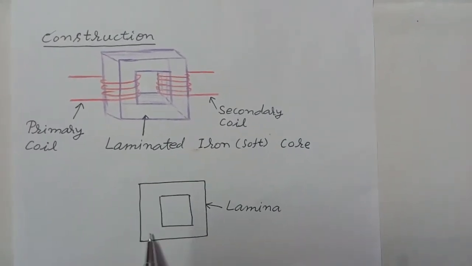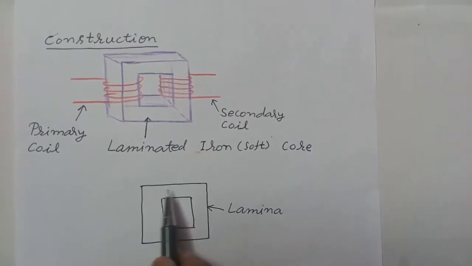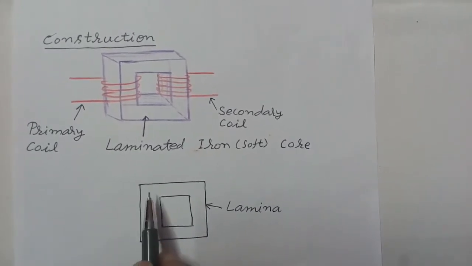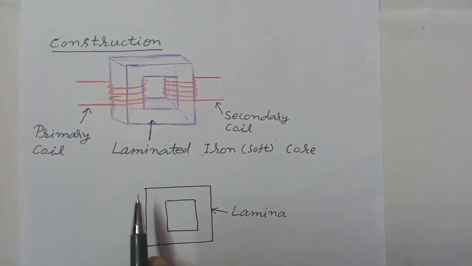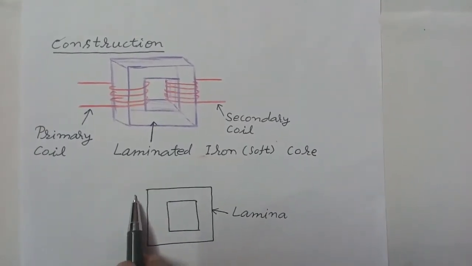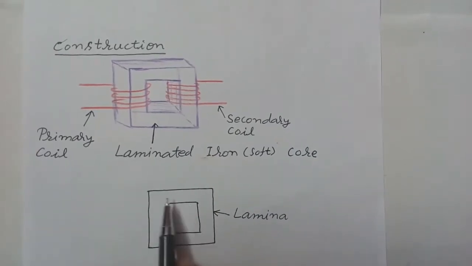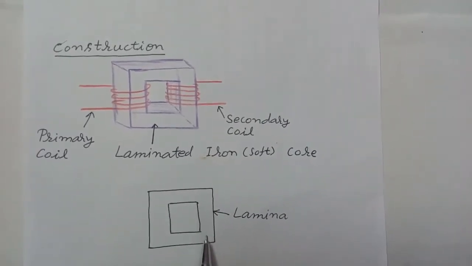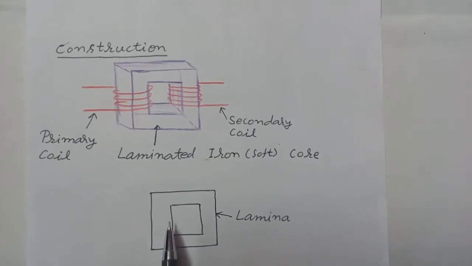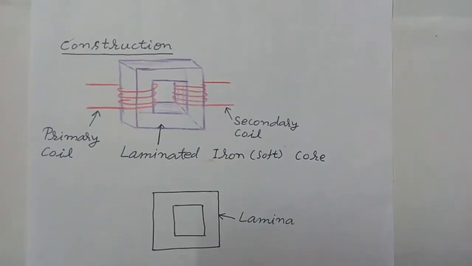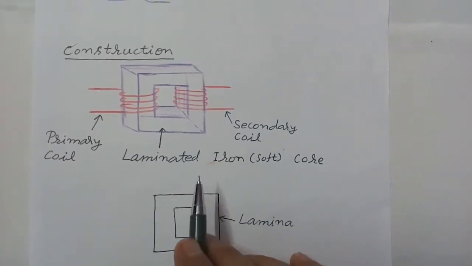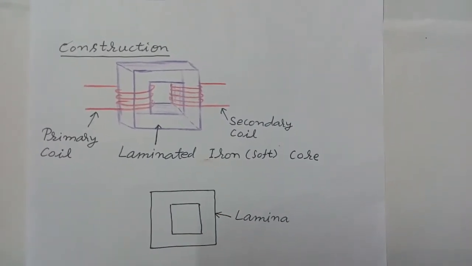On one lamina, we have applied a coating of an insulating liquid, and on this lamina keep another lamina. So in this way, by keeping one lamina over the other, this iron core is prepared. This is to reduce the effect of eddy currents.